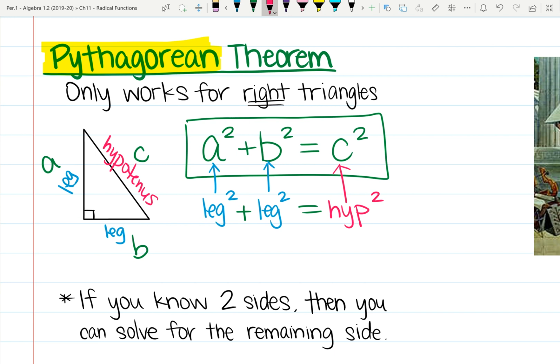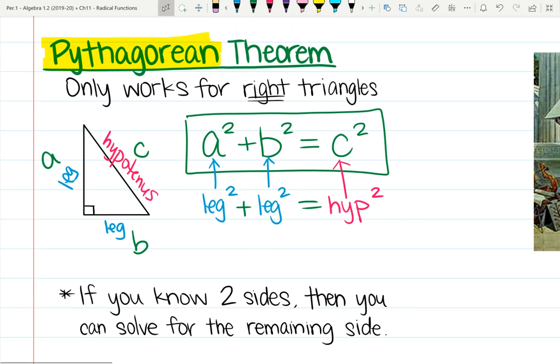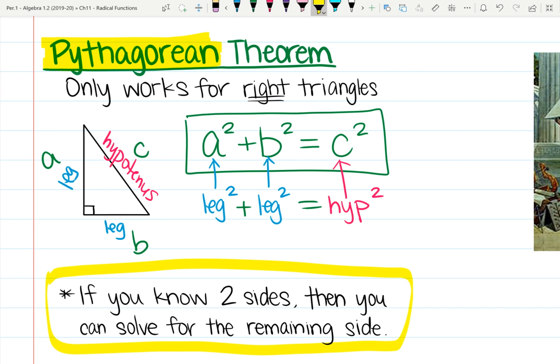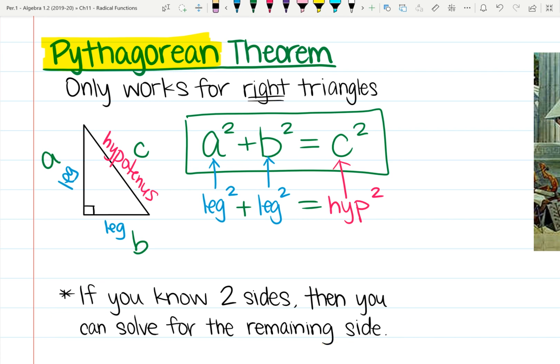But how does this help me, right? What are we going to do with the Pythagorean theorem? What we're going to be doing with the Pythagorean theorem is helping us solve some of the missing side lengths of a triangle. Because, and I wrote it down here, if you know two sides of the triangle, then you can solve for the remaining side. And this is going to help us with a lot of different things: construction, engineering, or even drawing some of these things, designing shapes, designing anything. Pythagorean theorem will come in handy.